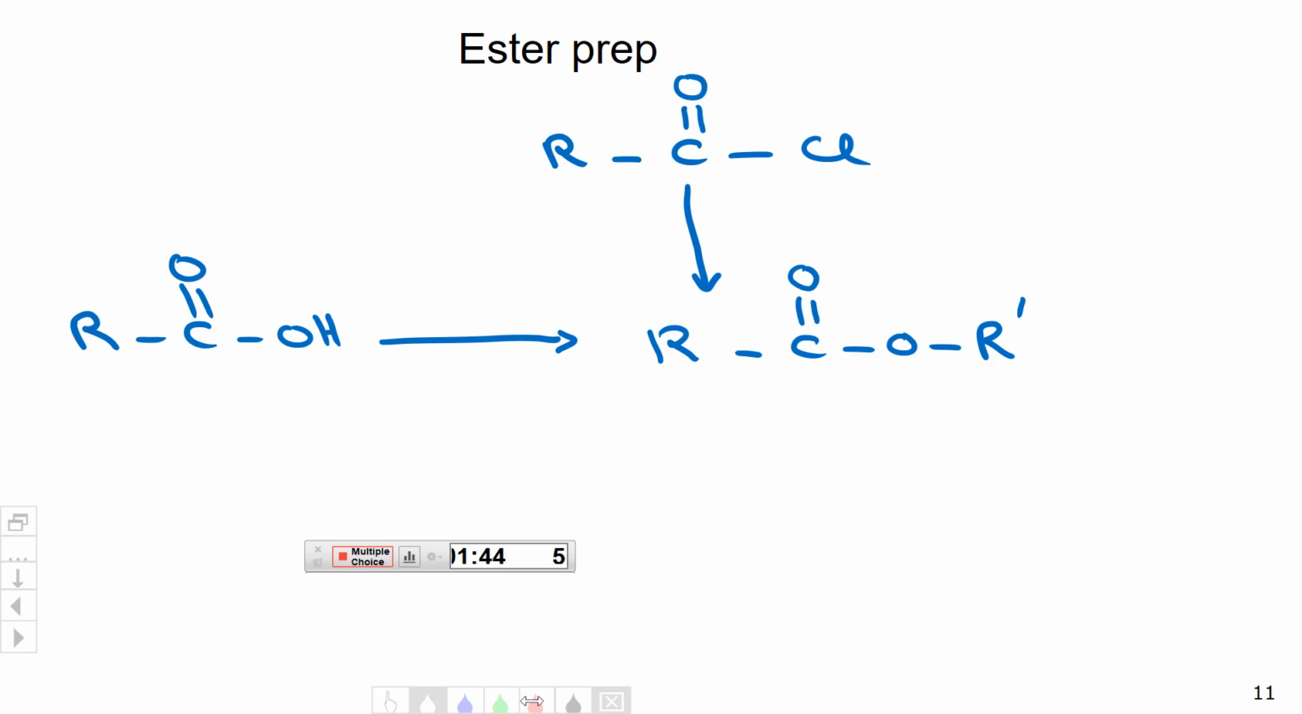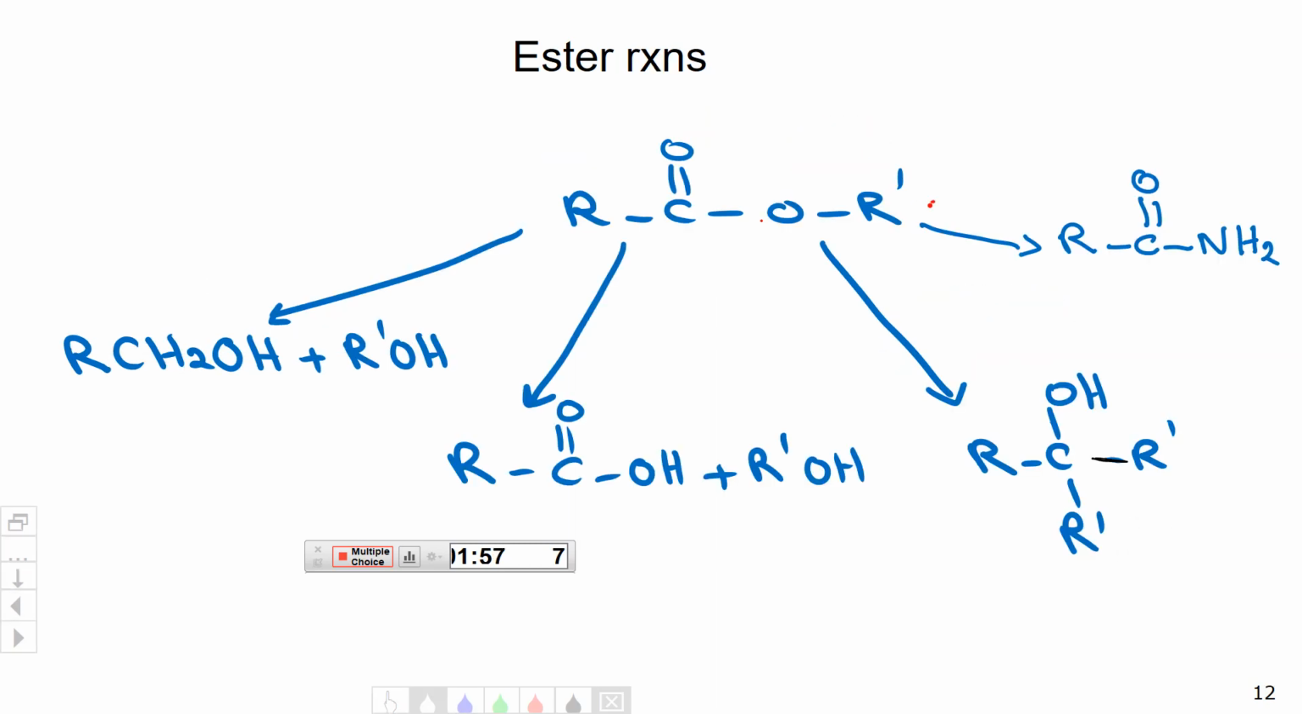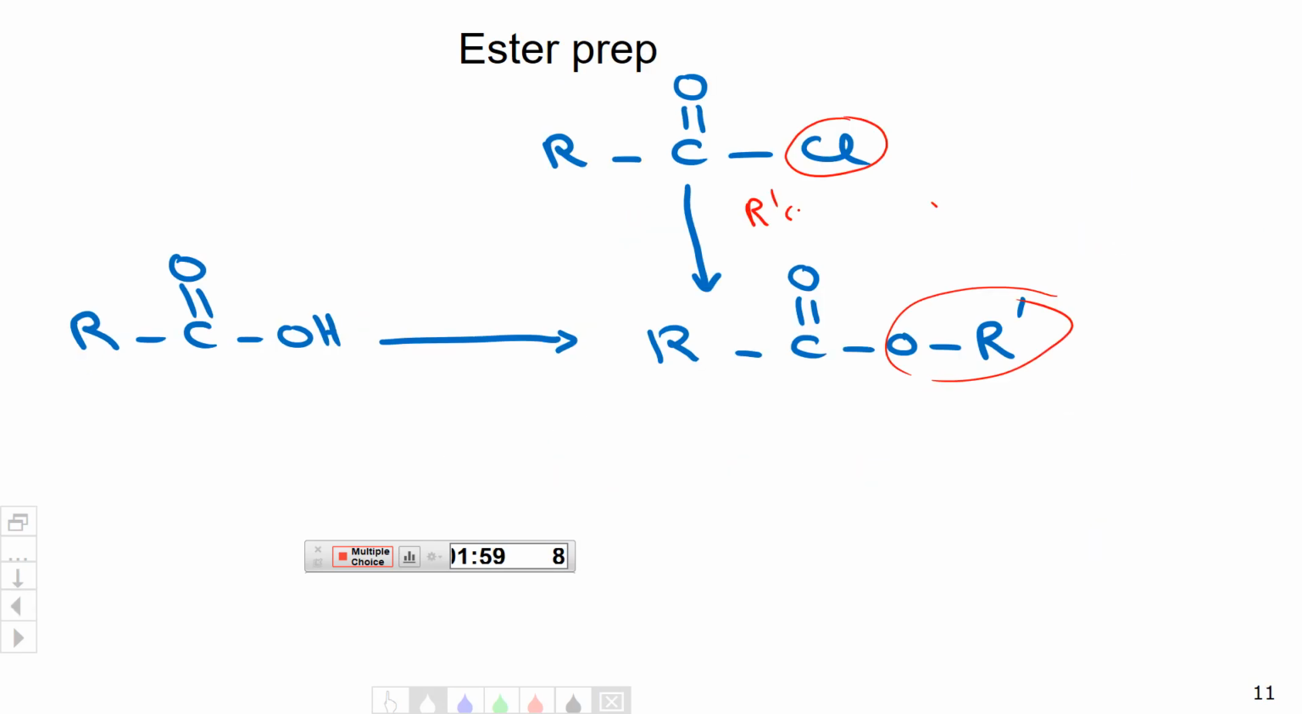Okay, so I'm gonna start with the prep of ester from acid chloride. So we're going from one acid derivative to the other. Clearly the Cl is replaced by R prime O, so it is R prime OH, but since I'm starting with the acid chloride, I need pyridine.